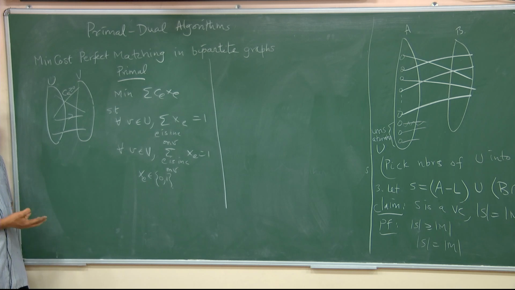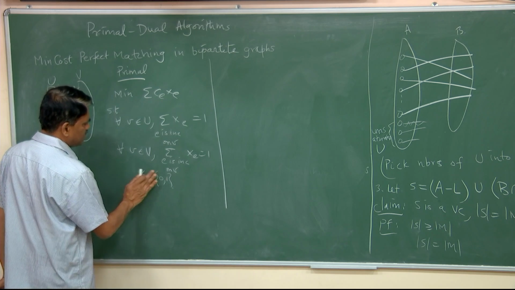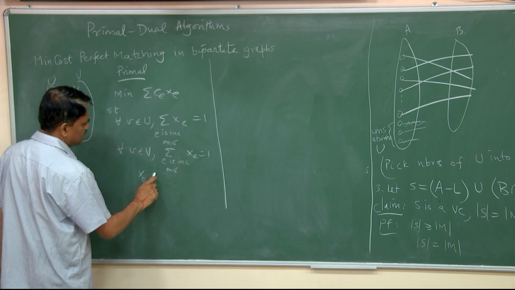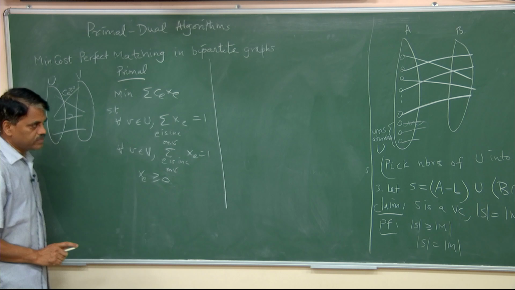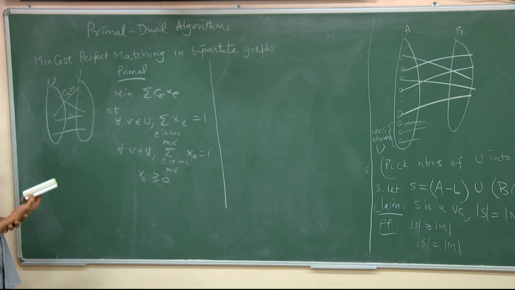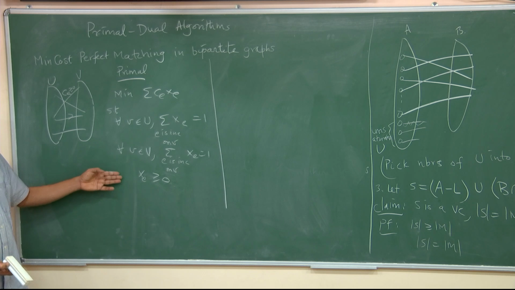Okay. Now, if you look at the constraint matrix, it's a bipartite node edge incidence matrix. So it's totally unimodular. So the extreme points are integral. So I don't really need this constraint. I can simply say x_e greater than or equal to 0. I also don't need x_e less than or equal to 1.